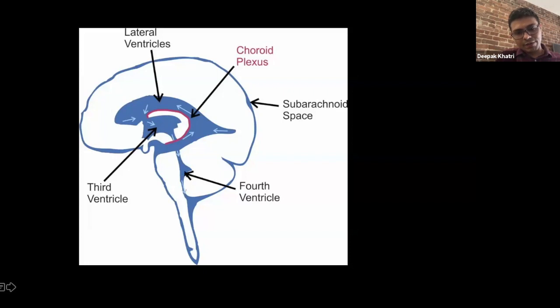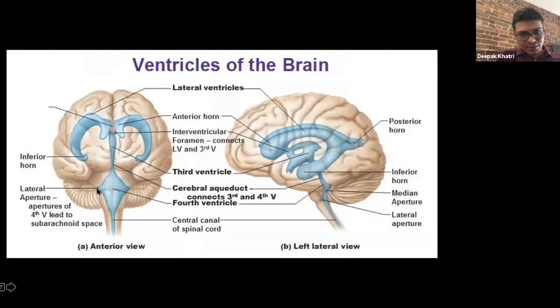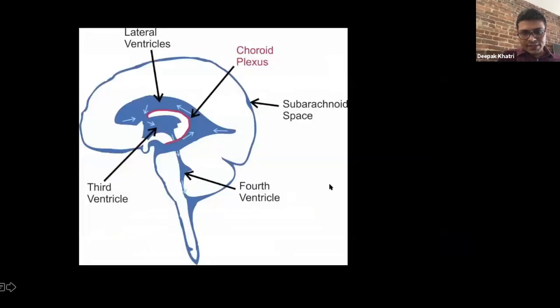And then you have different connections, which you can appreciate in this view. There are three different foramina which give an outlet to the fourth ventricle: the foramina of Luschka on the lateral aspects, and the foramen of Magendie on the dorsal aspect of the fourth ventricle. So that's a basic overview of the ventricular anatomy and the CSF flow.